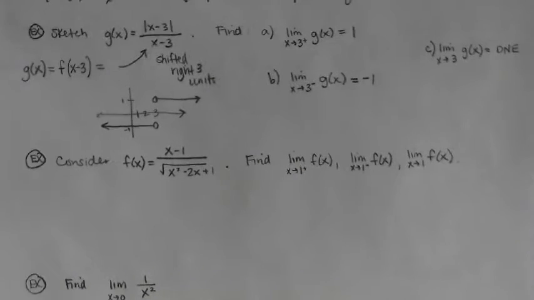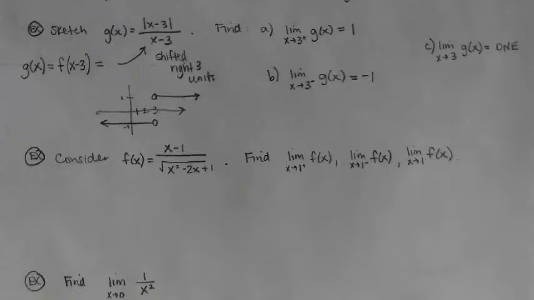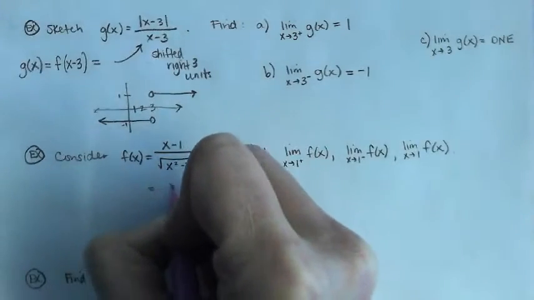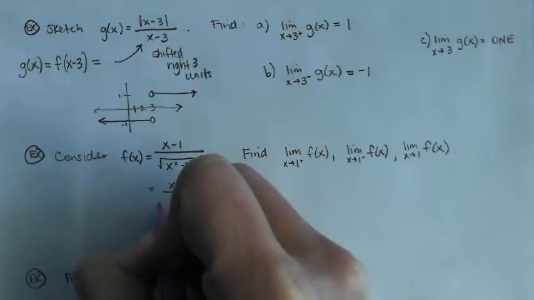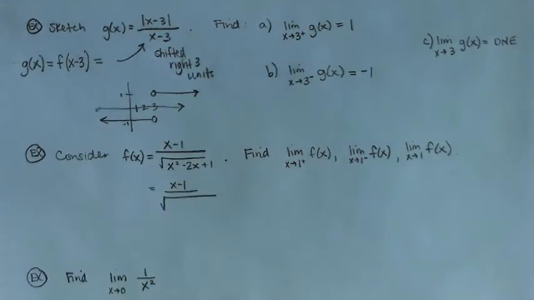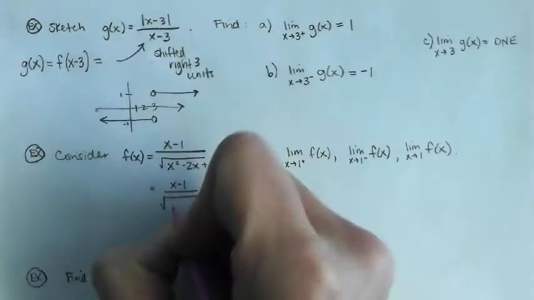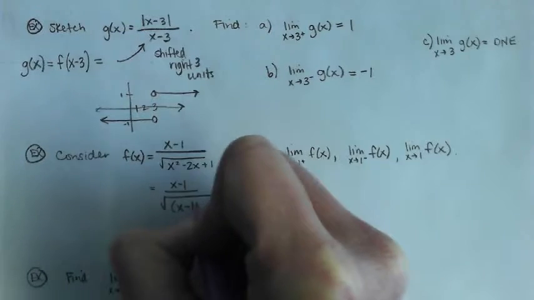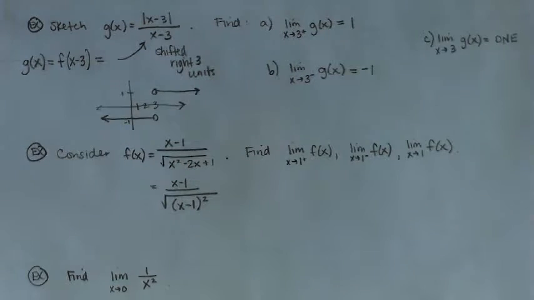The next exercise looks totally different. X minus 1 over the square root of this quadratic. But if you take a closer look at that quadratic, it's factorable, right? X squared minus 2x plus 1 is the same as x minus 1 squared.